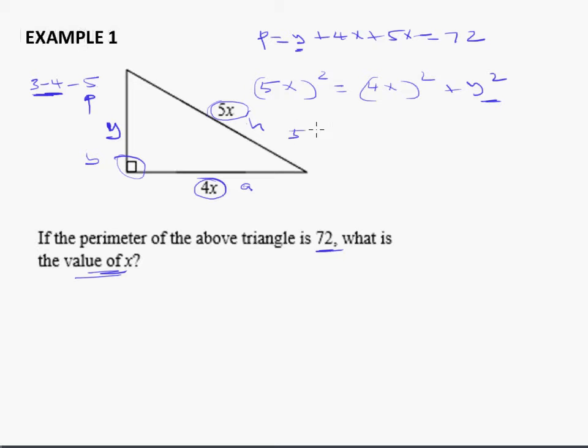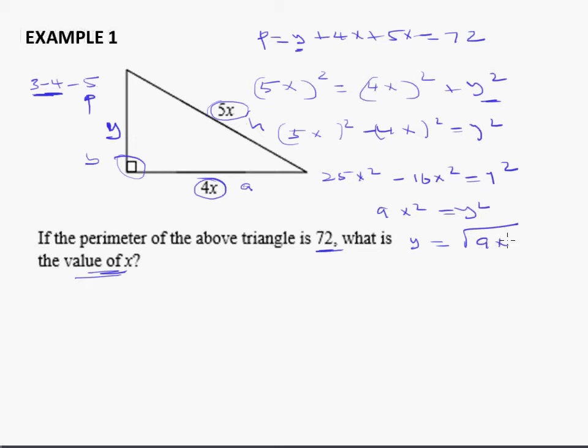Therefore 5x squared minus 4x squared is equal to y squared. And 5x squared is 25x squared, minus 16x squared, is equal to y squared. 25x squared minus 16x squared gives me 9x squared, which is equal to y squared. That means y is equal to the square root of 9x squared, which is the same as the square root of 9 times the square root of x squared, and that gives me 3x. You see that? So even going through the Pythagoras theorem, we found that our y is equal to 3x.